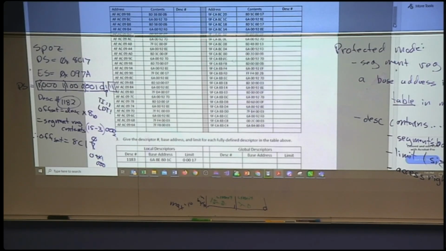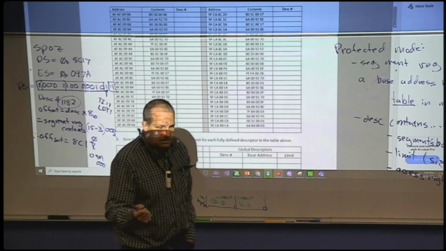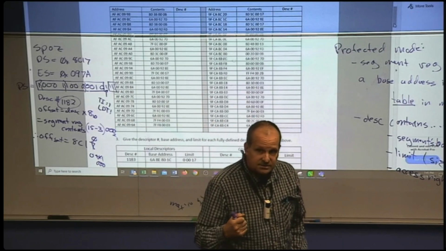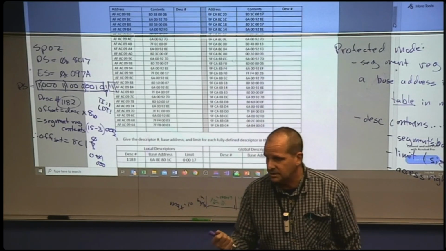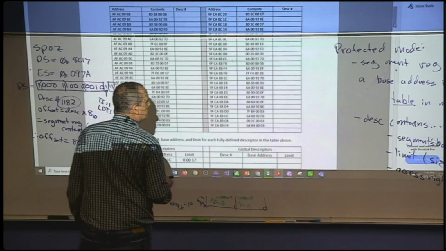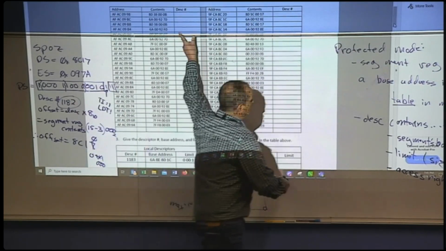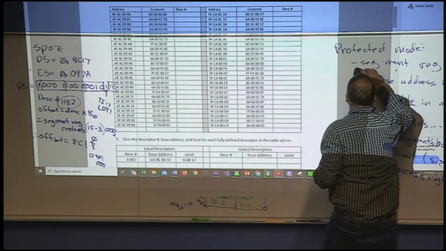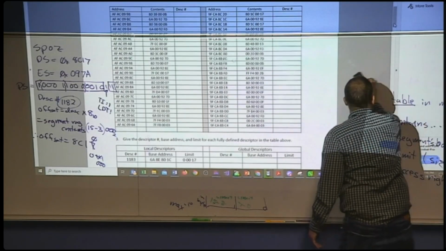Okay? So if we have the offset, don't we need the base address? In other words, where does the table start? Well, which table, local or global? Local, right? Well, if you look way up there, we have the local descriptor table base address, do we not?